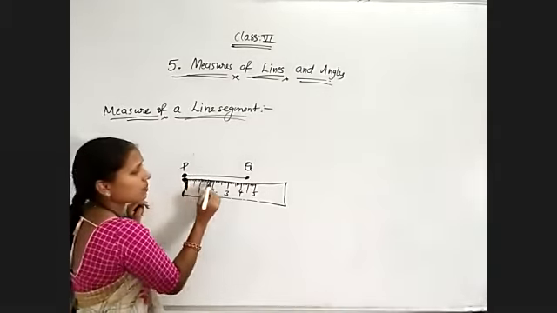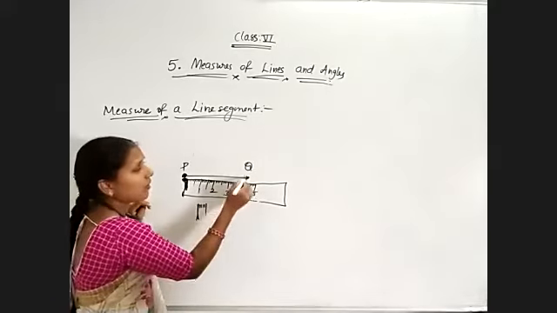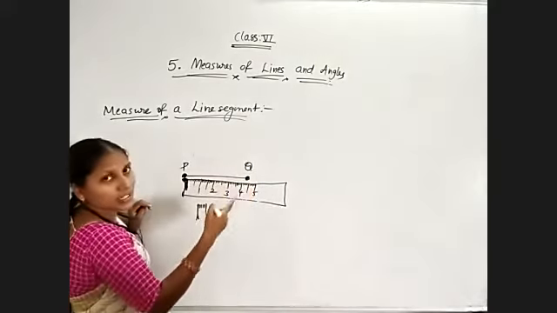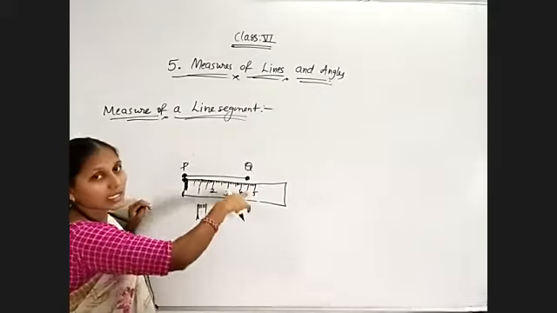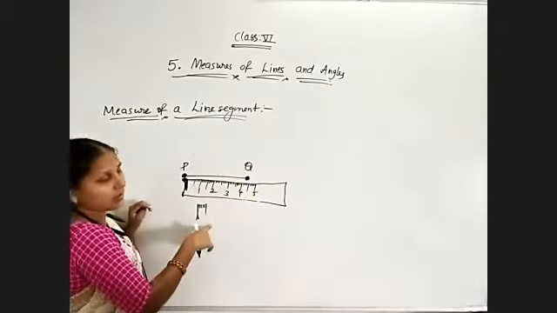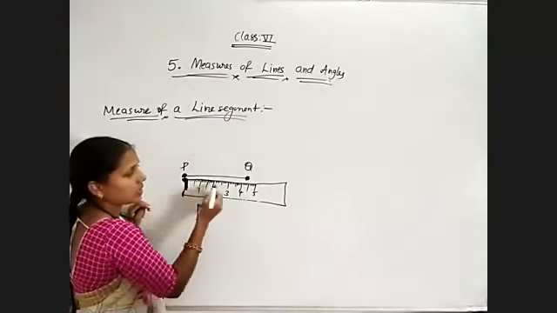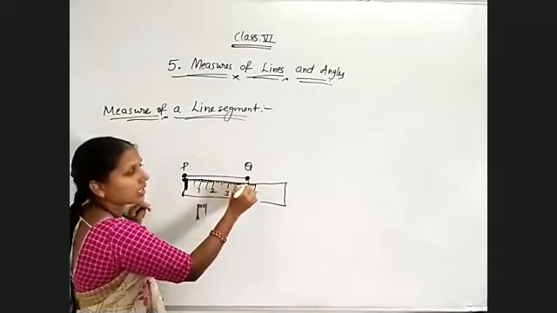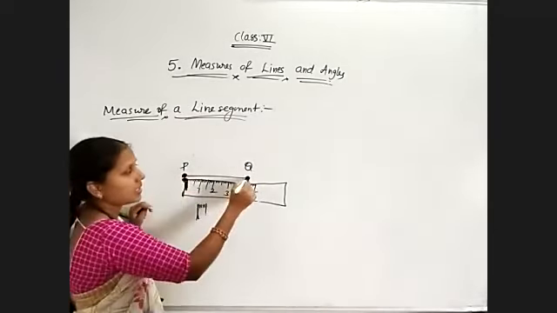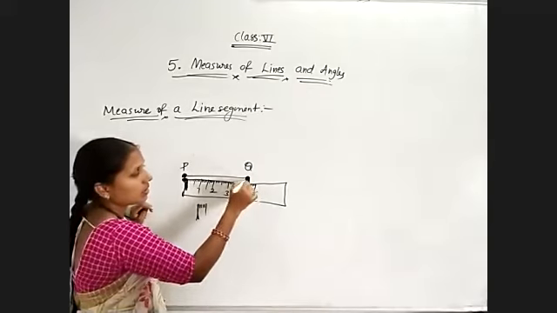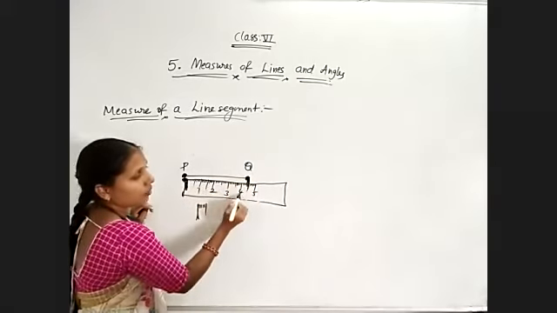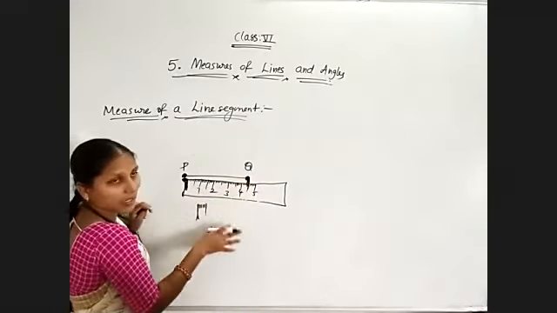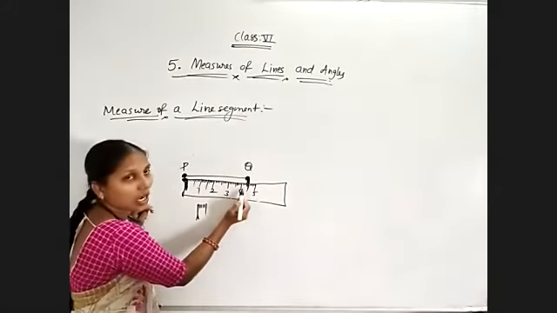And now just observe the scale. Where is that Q? At which point, for which line is it opposite? We must observe. Q is here. Just observe this one. Like this, we have 4 centimeters completely over. After that, smaller lines are there.